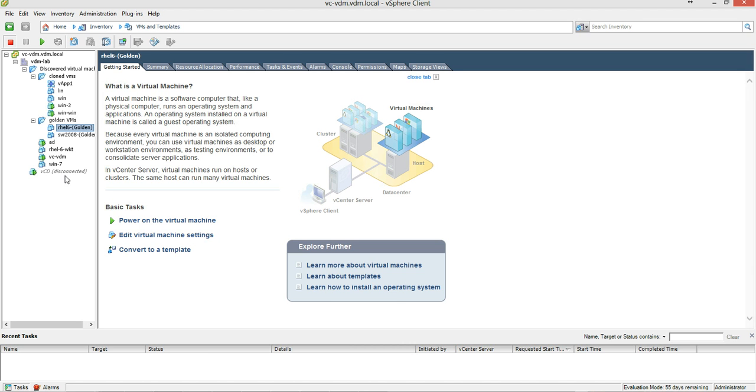I'm utilizing only the local storage here, so I would be compromising on a few of the distributed services which would be available with shared storage. So this was about my lab.